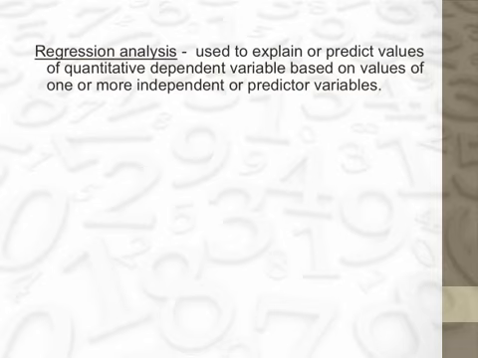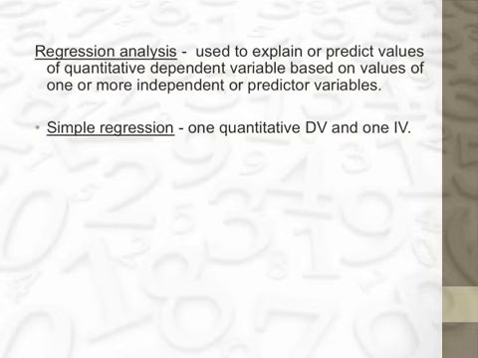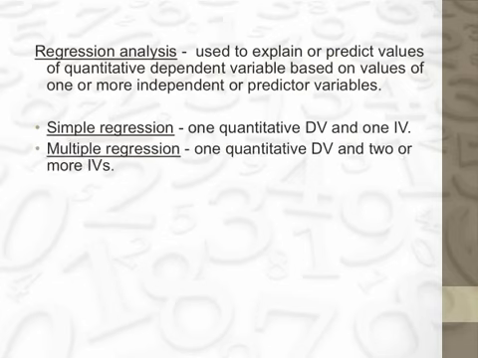But the important thing to know is that regression is a very common technique that's used to predict or explain dependent variables. There are a lot of different kinds of regression analysis that you might run into as you're reading through the research. So a simple regression analysis just uses one quantitative dependent variable and one quantitative independent variable. And I'm going to give you an example on the next slide of some of these.